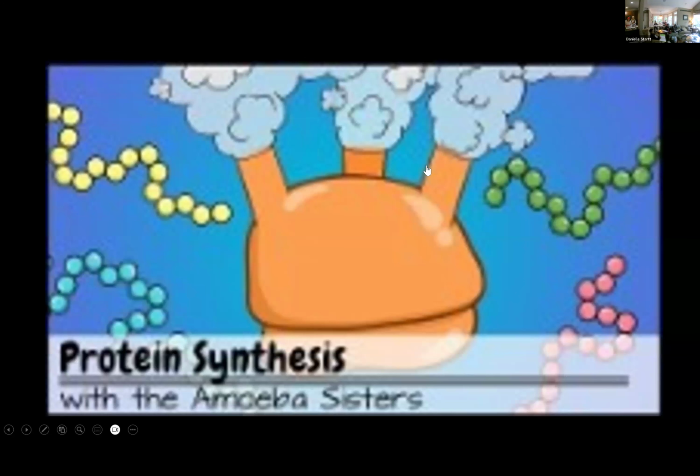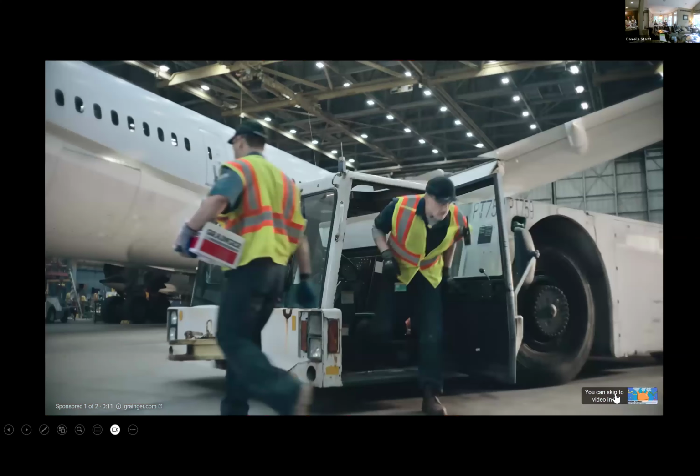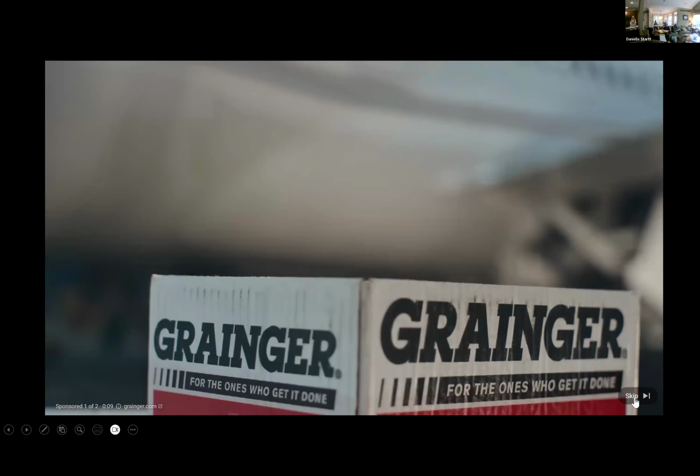All right, here's protein synthesis. And it's exactly what we just said. This is a review of what Miss Sloan just showed you, what we just talked about.